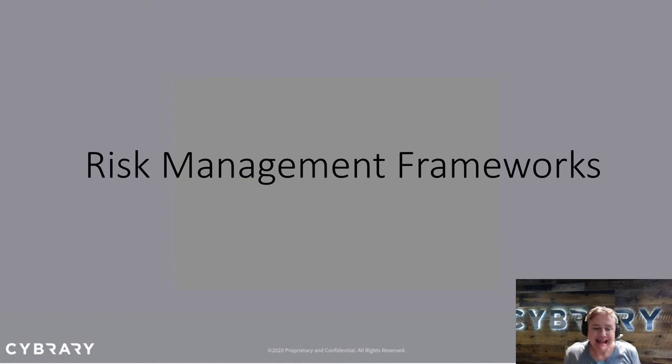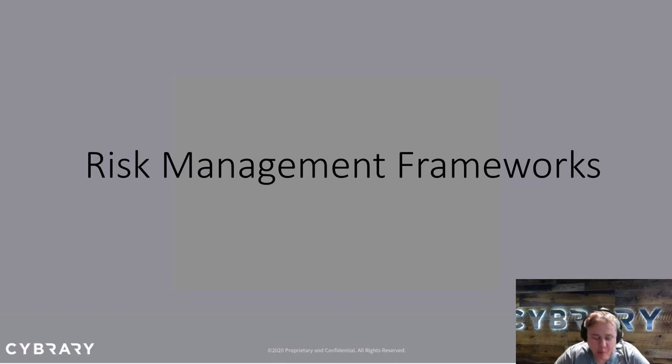Now, across the next handful of slides, I'm going to go through some risk management frameworks. But Kelly, you promised me we were done with frameworks after yesterday. Don't trust me. I tell lies sometimes.